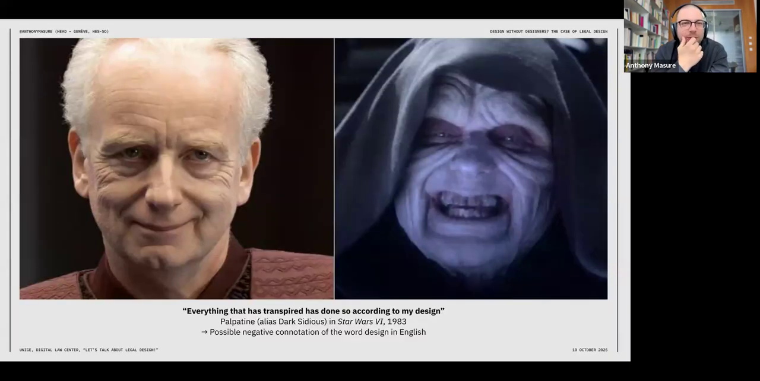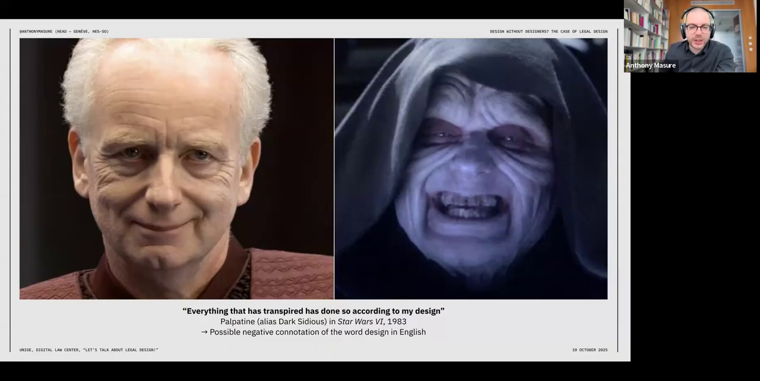I think you recognize the reference, Star Wars. Star Wars could be a good way to understand design, because in the fourth episode, Star Wars 4, released in 1983, Palpatine became a monster. He reveals his true evil nature. And there is this quotation in the movie: everything that has transpired has done so according to my design. It's in the film. You can look at it after the lecture if you want.